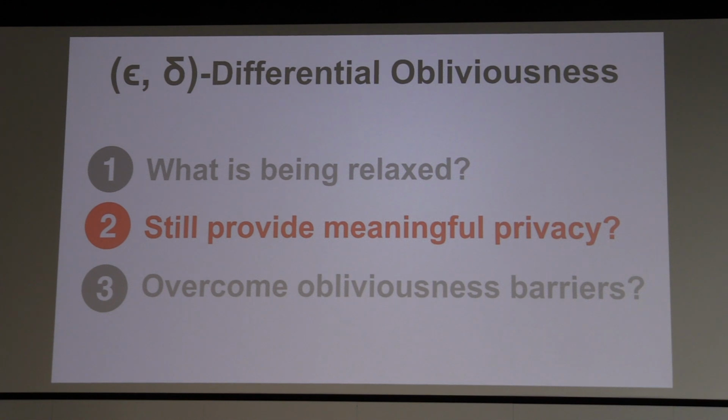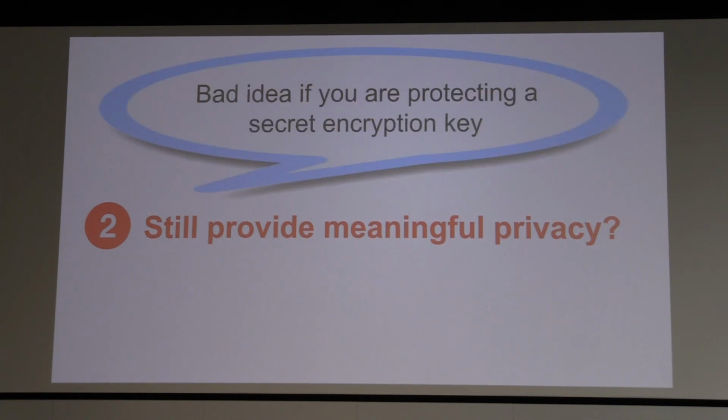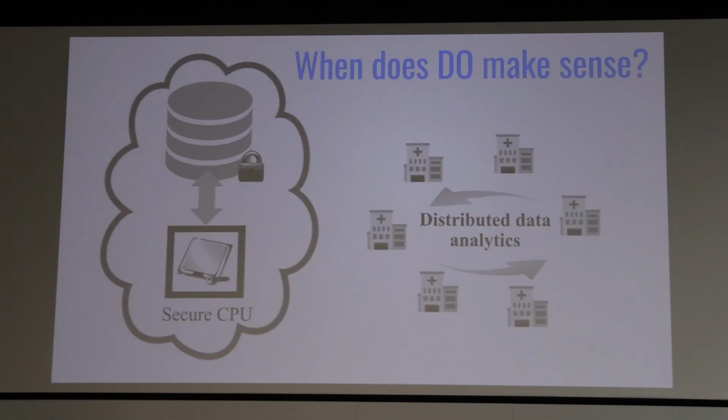Okay, so does this still give a meaningful notion of privacy? Well, I guess this is a relaxation, right? So it varies from application to application. For example, if you're trying to protect your secret encryption key that's securing your 10,000 bitcoins, probably you don't want to apply this notion. It's too weak. But there are scenarios where this notion does make a lot of sense.